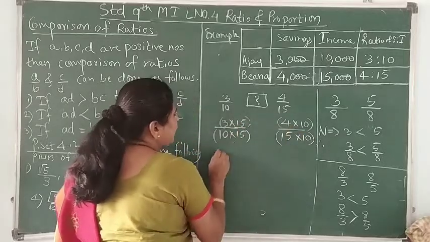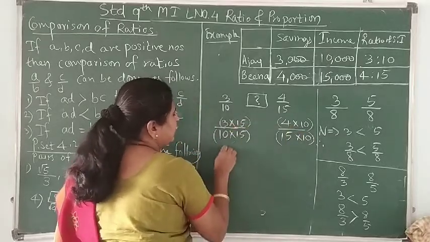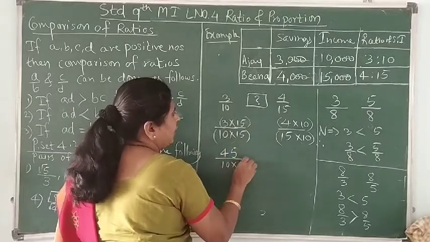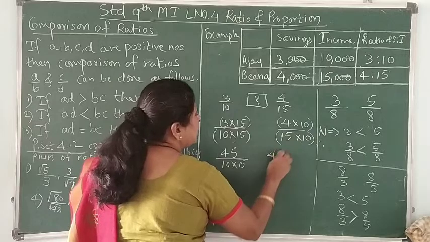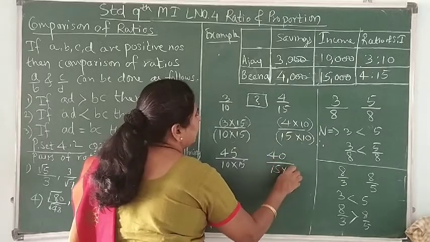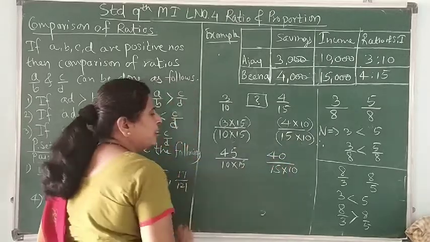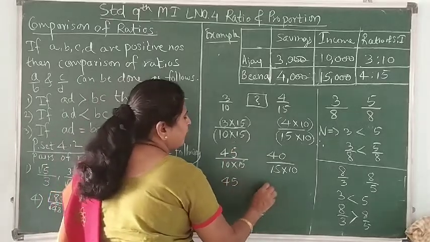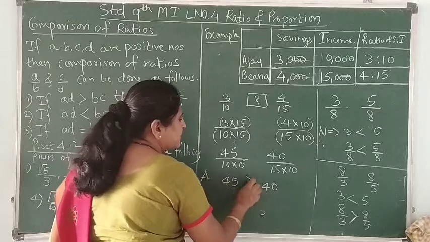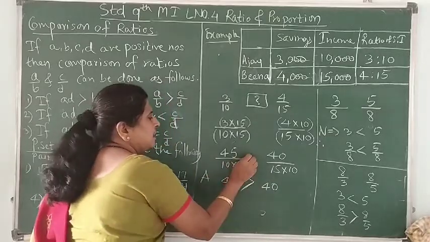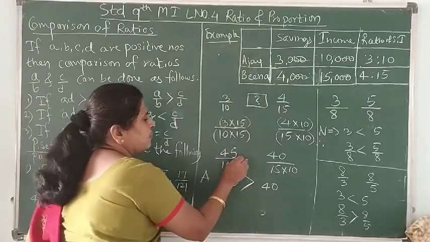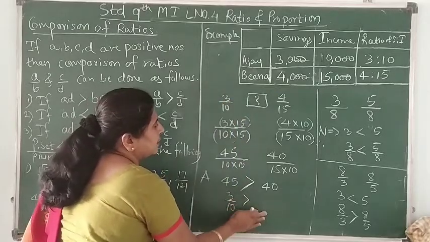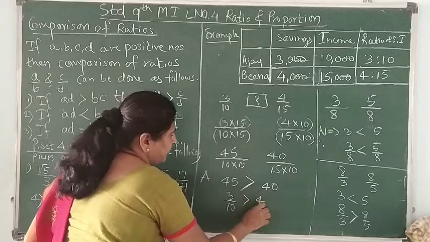So 3 into 15, 15 3s are 45, upon whatever the denominator is. And here 4 10s are 40, upon the same denominator. As we have the common denominator, we compare the two numerators, 45 and 40. Now as 45 is bigger than 40, certainly this number is bigger than that. So 3 upon 10 is bigger than 4 upon 15.